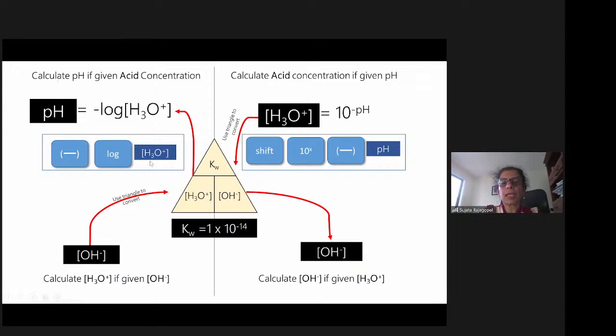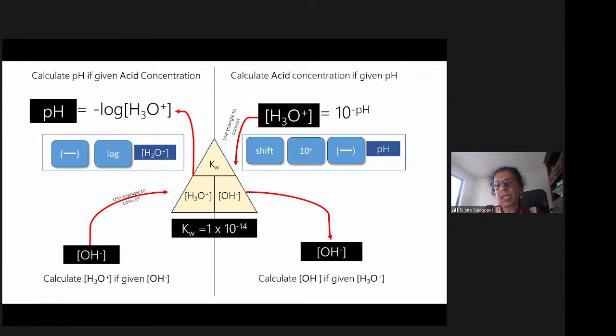Okay. Now Kw is your ionization constant. That is this. And in pure water, your Kw is 1 into 10 to the power of negative 14. Okay. So use this triangle too. And if the pH is given, calculate acid concentration. If pH is given, then the concentration of the hydronium ions is 10 to the power of negative pH. So see here, that's what I've written.